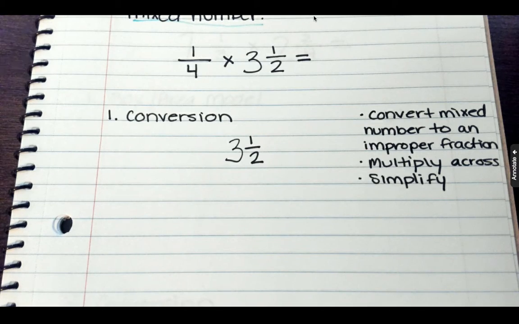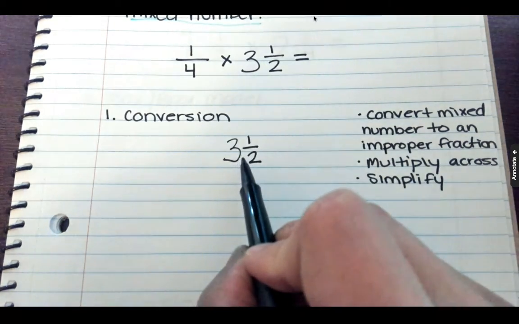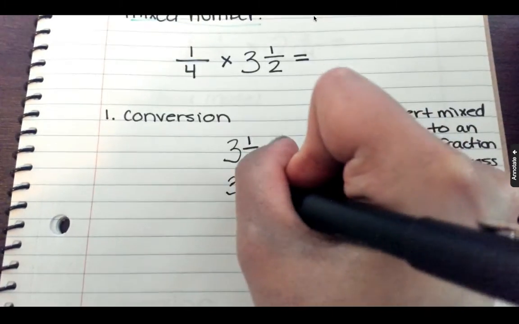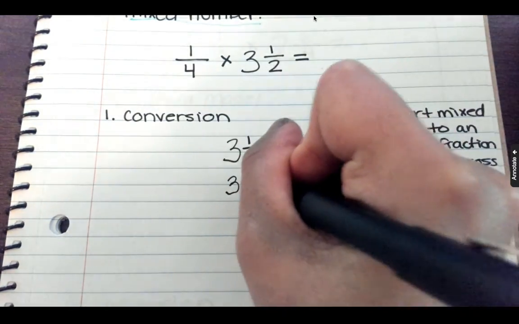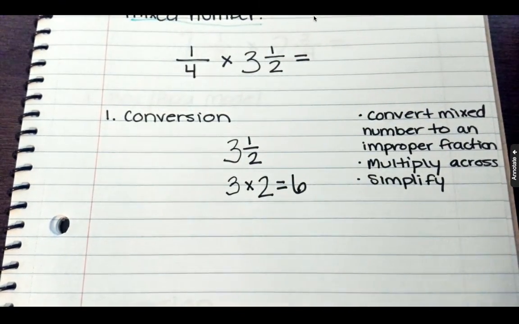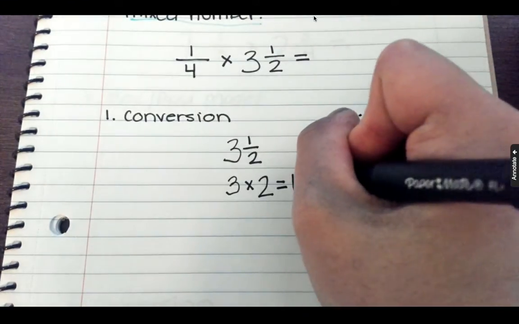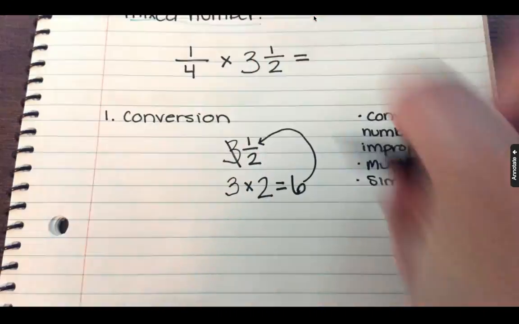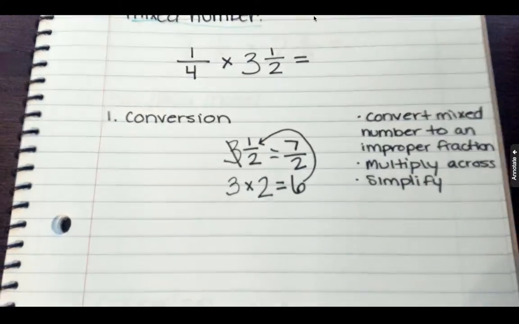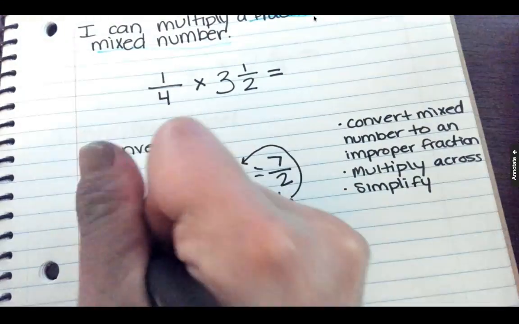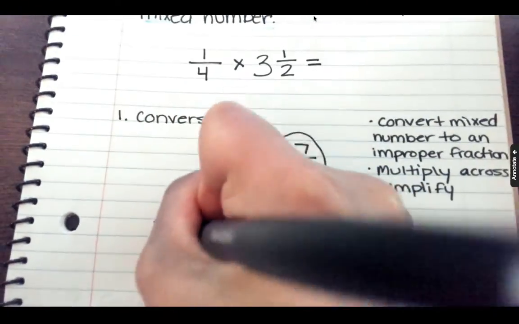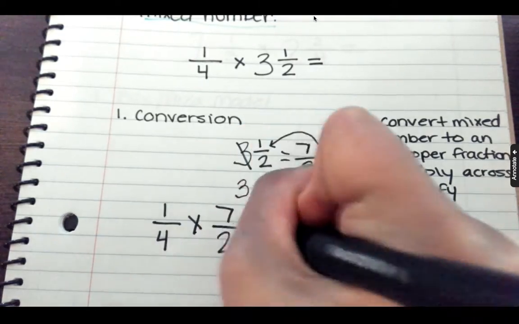Now, in order to do that, I need to take my whole number, which is 3. I multiply it by my denominator, which is 2, and I get the number 6. After I get that 6, I'm going to add 6 to my 1, which means I now have 7/2. So I'm multiplying together 1/4 times 7/2.